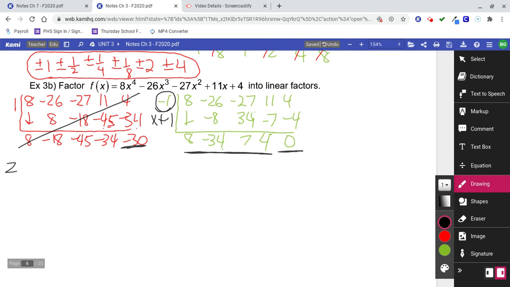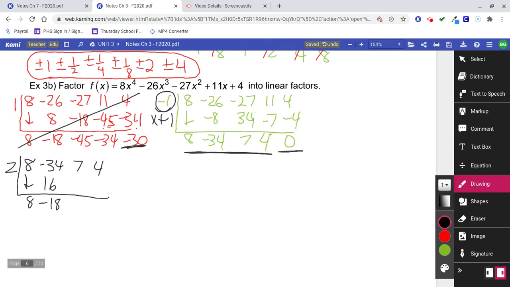Let's try number 2. I could use 1/2. I could try negative 1/2. I could try anything in my list that I want. The only thing I wouldn't try is something that I already know isn't going to work. So I've got these numbers. Add down is 8, multiply 16.